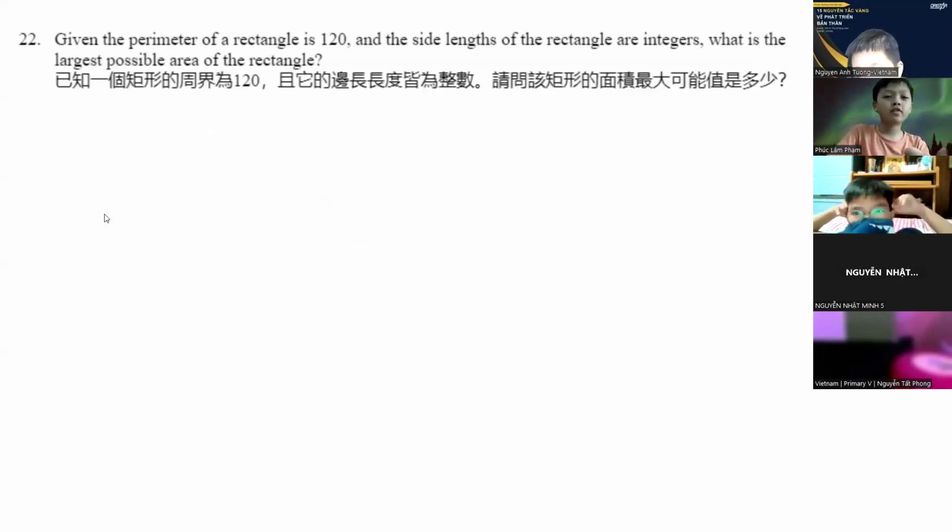Given the perimeter of a rectangle is 120 and the side lengths of the rectangle are integers, what is the largest possible area of the rectangle?